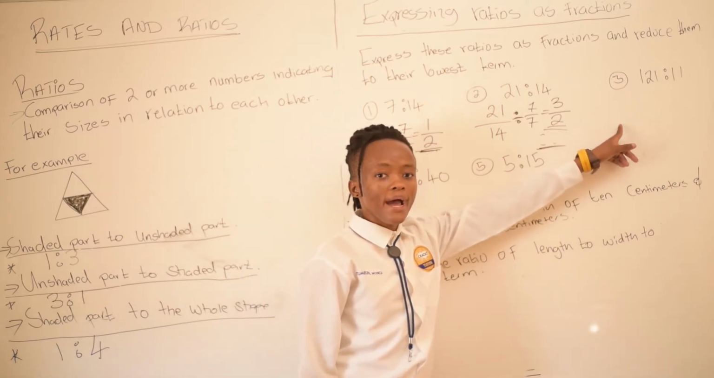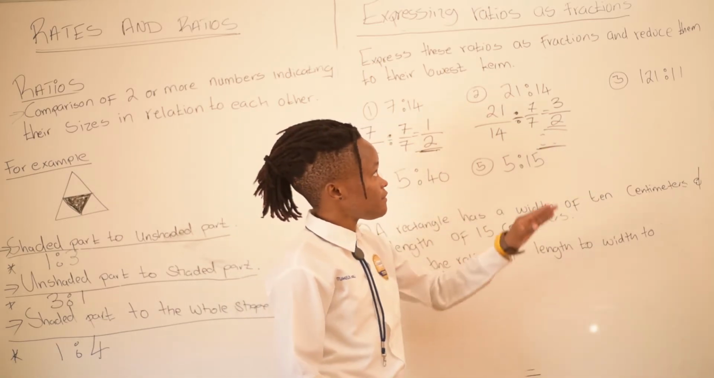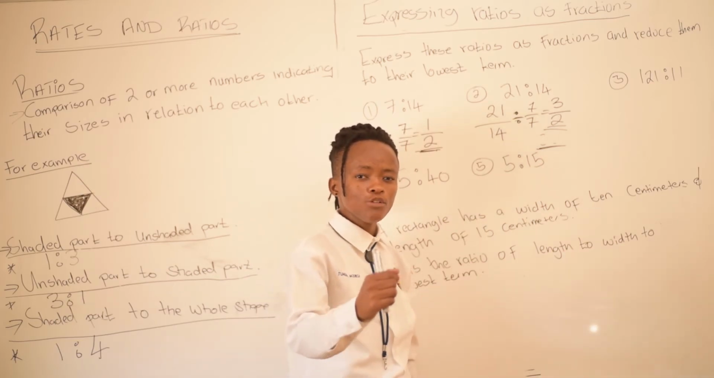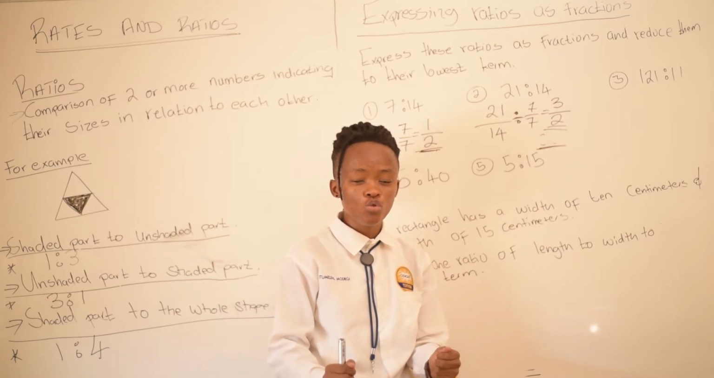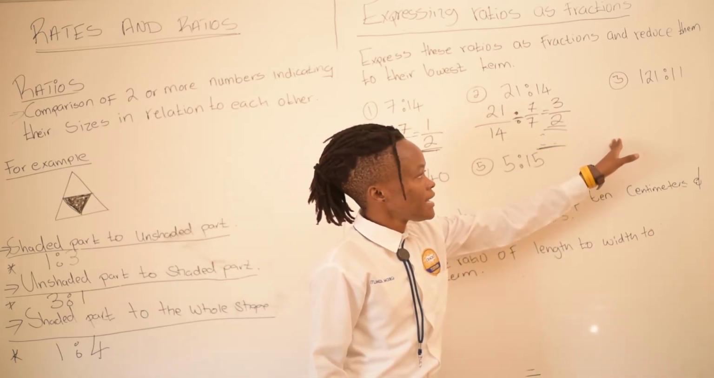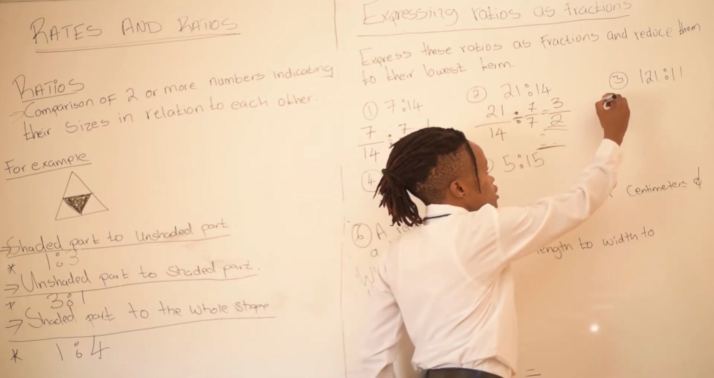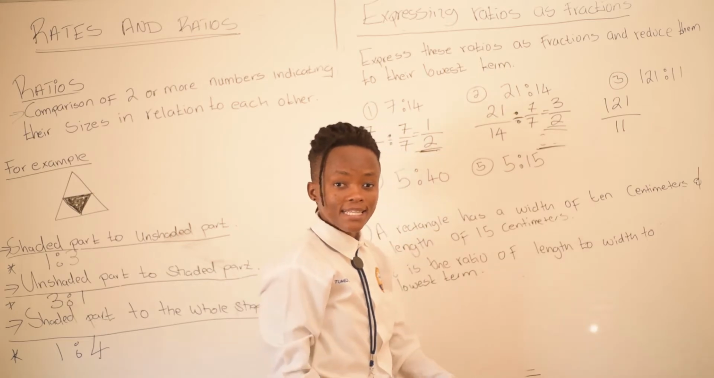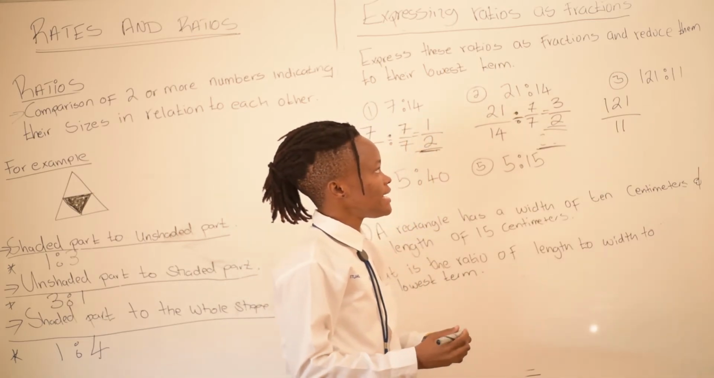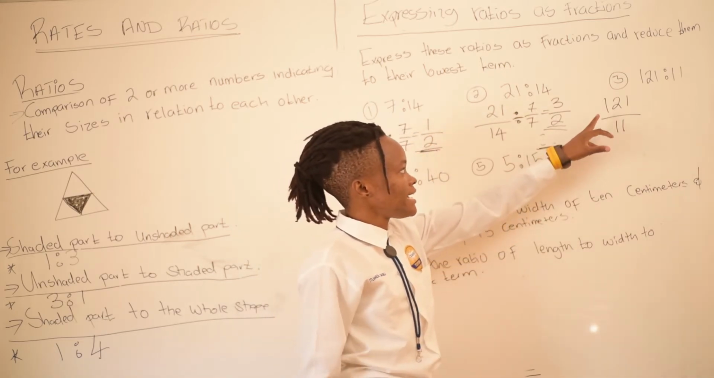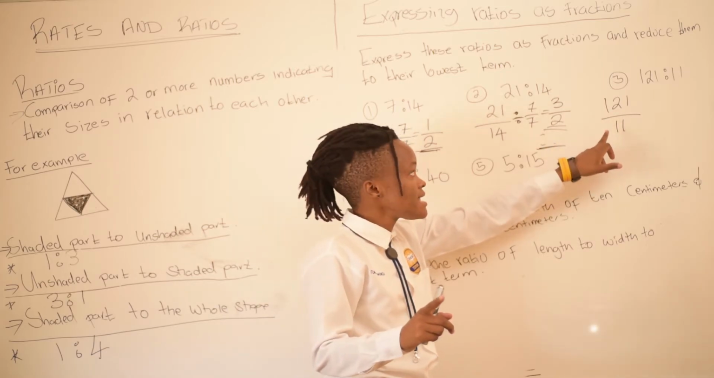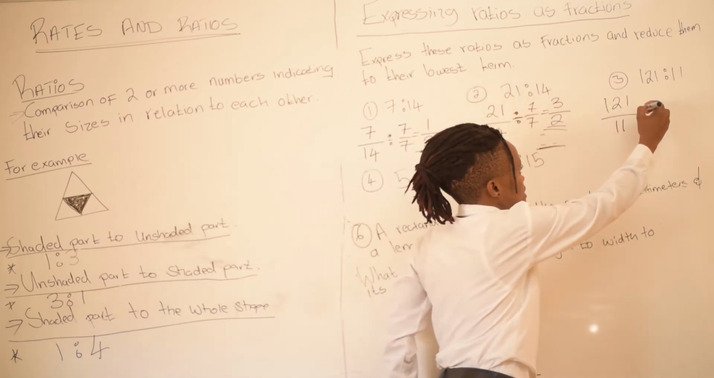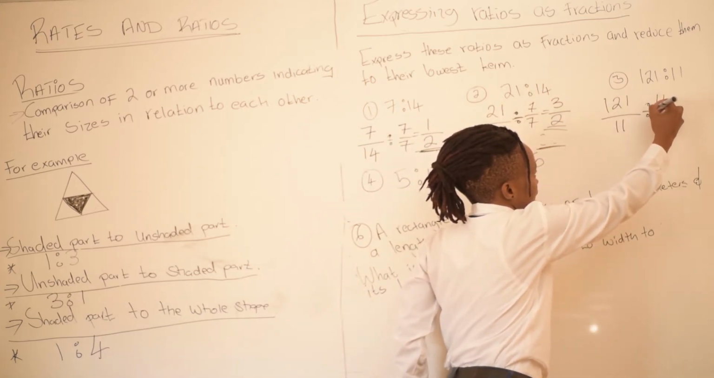It says 121 is to 11. So the first thing we do, we change it into a fraction. After changing it into a fraction, what do? We reduce it. So 121 is to 11 as a fraction becomes 121 over 11. Then we reduce it. We find a number that can get into 121, at the same time that number can get into 11. So we divide by the factor, which is 11.